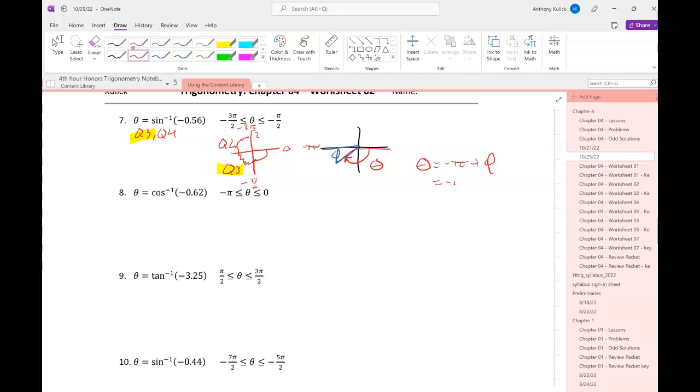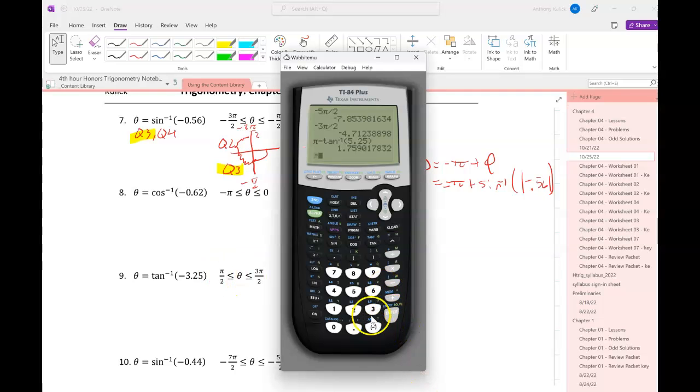So again, for that phi, it's going to be sine inverse of the absolute value of negative 0.56. And it's calculator time. So negative pi plus sine inverse, and again, I'm just doing the absolute value there in my head. And I get negative 255.